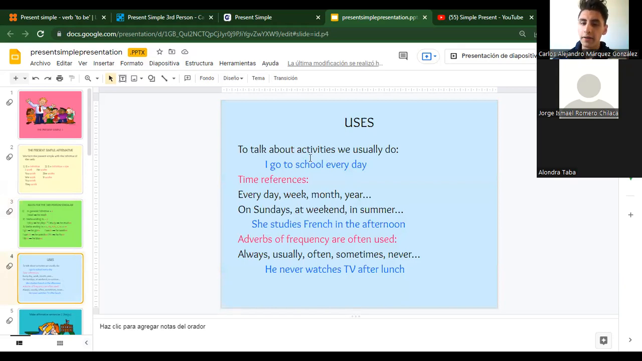Okay, now we're going to talk about the uses for the present simple, okay? We use the present simple to talk about activities that we usually do. For example, I go to school every day, okay? It's an activity that we do usually, okay? We go to school generally from Monday to Friday, okay?